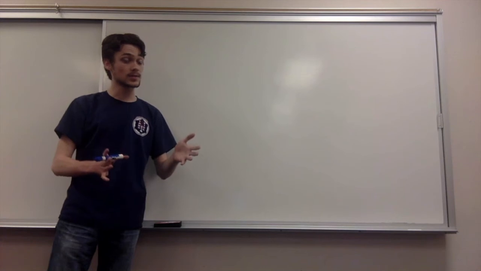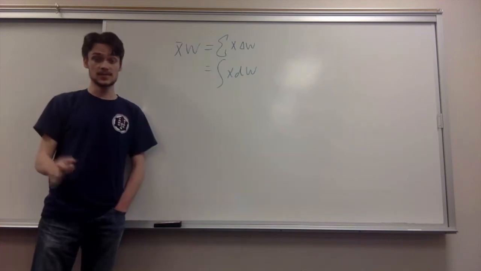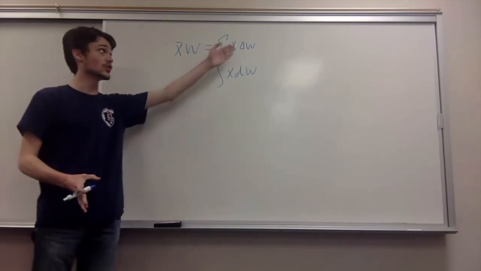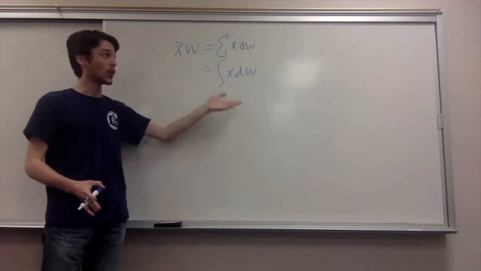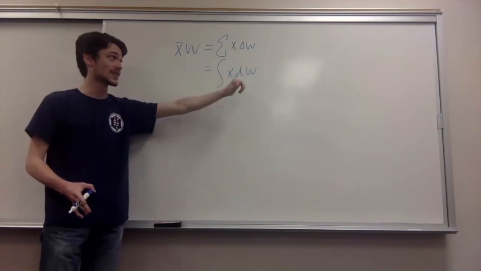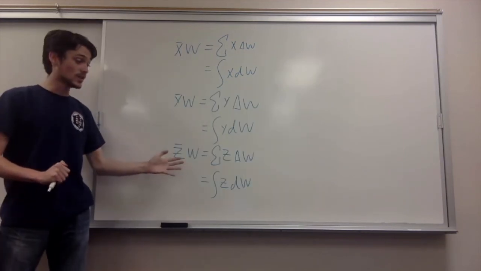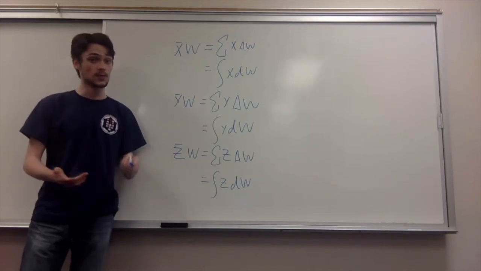For bodies in 3 dimensions, it actually doesn't get much more complicated. X bar times the weight force of the object is going to be equal to the sum of all the x's times all the delta w's, or the integral of x times dw. Same thing for y bar times w, except now we have a z bar times w. Z bar being, of course, the z coordinate for the centroid.